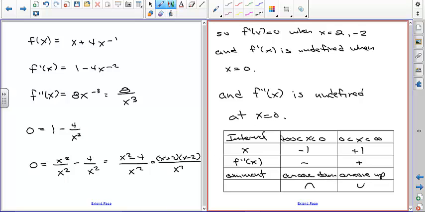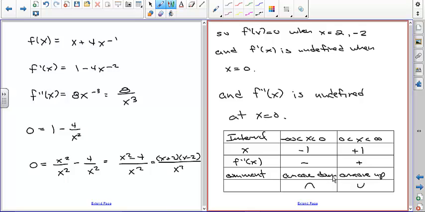So I made the table based on the second derivative, and so you go from negative infinity to 0, that's where f double prime is undefined, and from 0 to positive infinity, so those are the two intervals. If you pick negative 1 for x and plug it in here, you'll get 8 divided by negative 1 cubed, which is negative 8, which is negative. And if you plug in positive 1, you'll get 8 over 1, which is positive 8. And so this is concave down because the second derivative is negative. This is concave up.